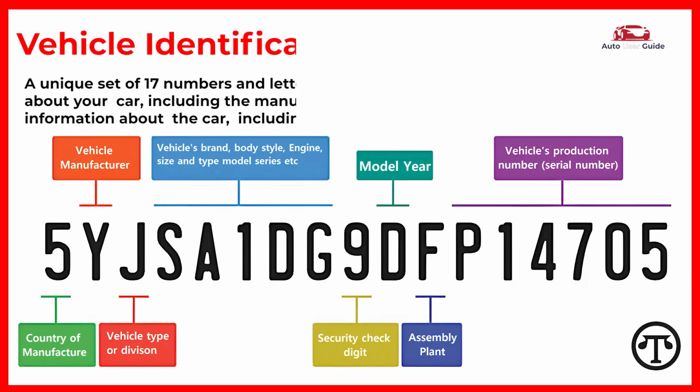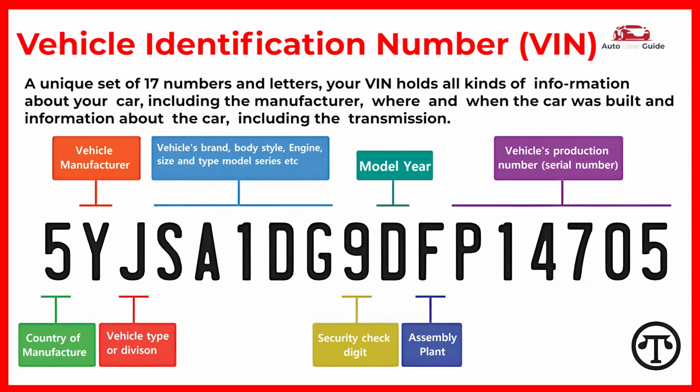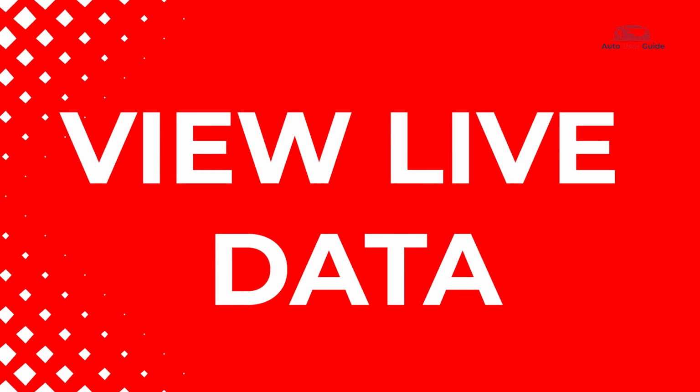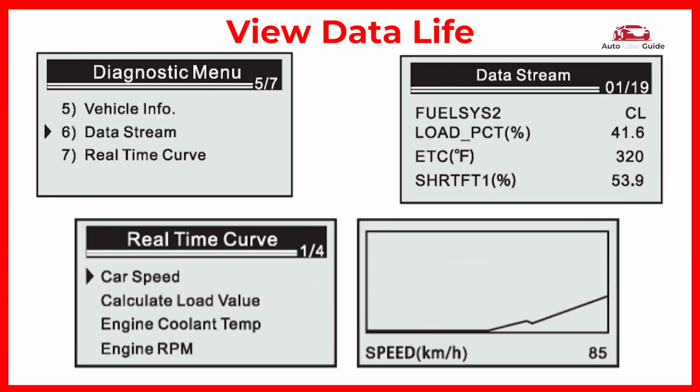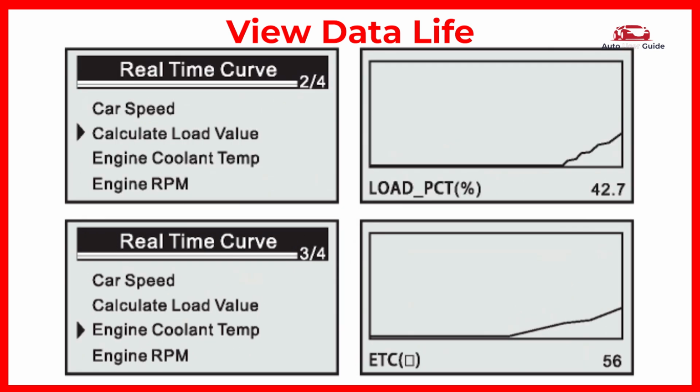A unique set of 17 numbers and letters. Your VIN holds all kinds of information about your car. View live data. Live data gives you real-time feedback on some of the functions of your car. These include fuel trim and operating temperature values. This is one of the most useful features of OBD2 scanners.